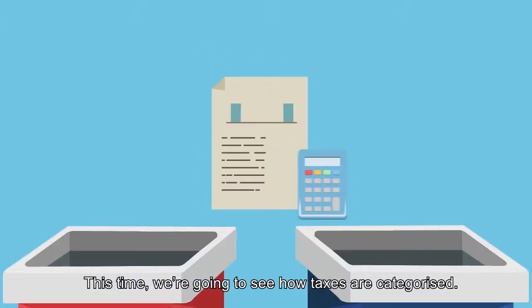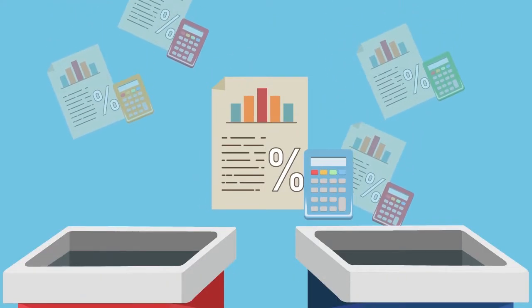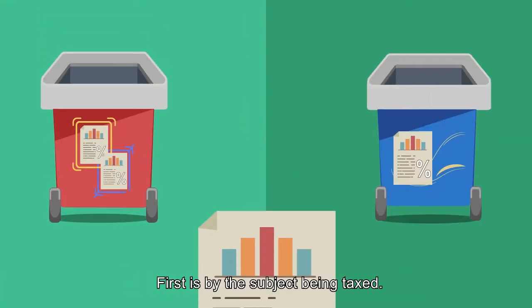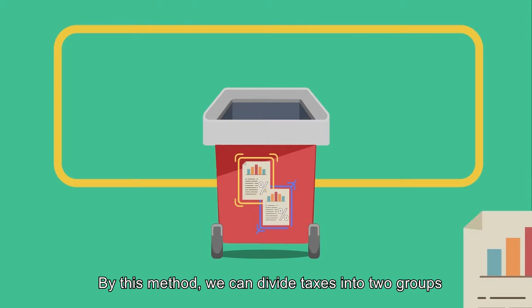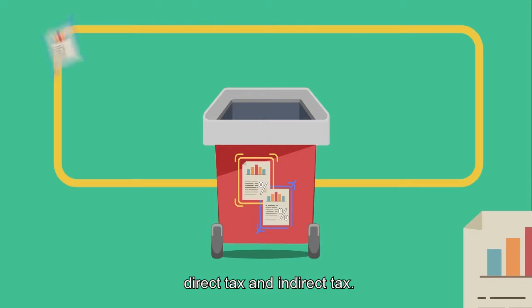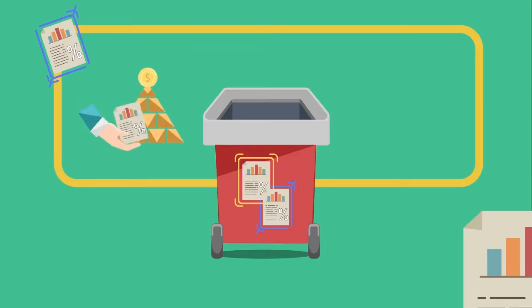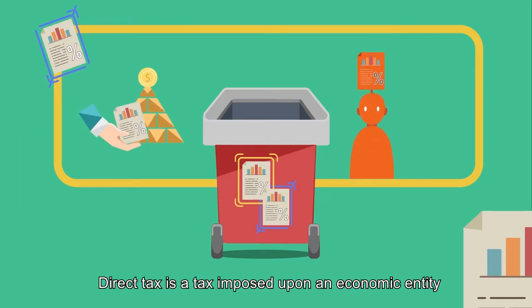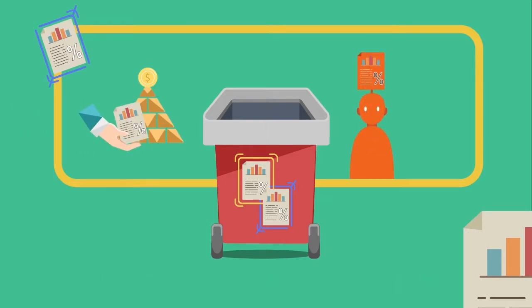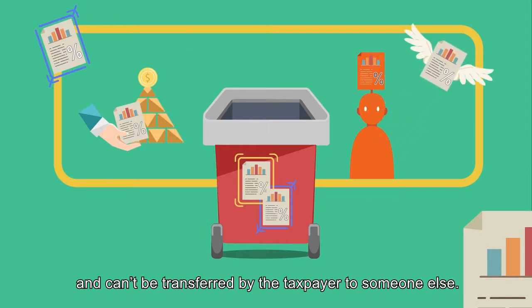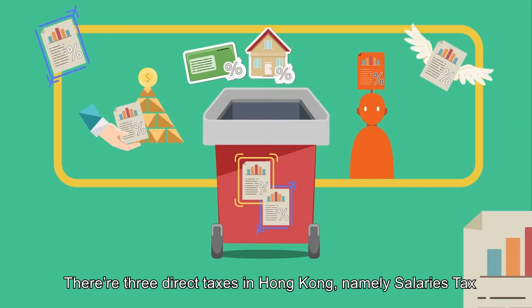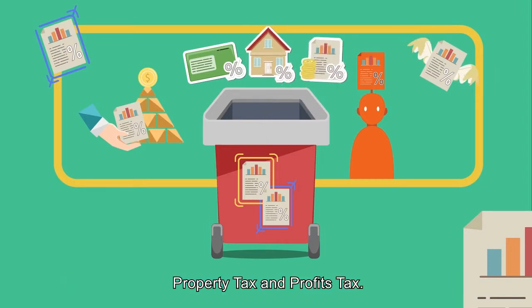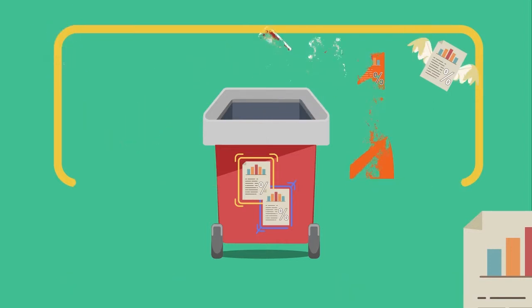This time, we're going to see how taxes are categorized. There are two main ways to categorize taxes. First is by the subject being taxed. By this method, we can divide taxes into two groups, direct tax and indirect tax. Direct tax is a tax imposed upon an economic entity and can't be transferred by the taxpayer to someone else. There are three direct taxes in Hong Kong, namely salaries tax, property tax, and profits tax.